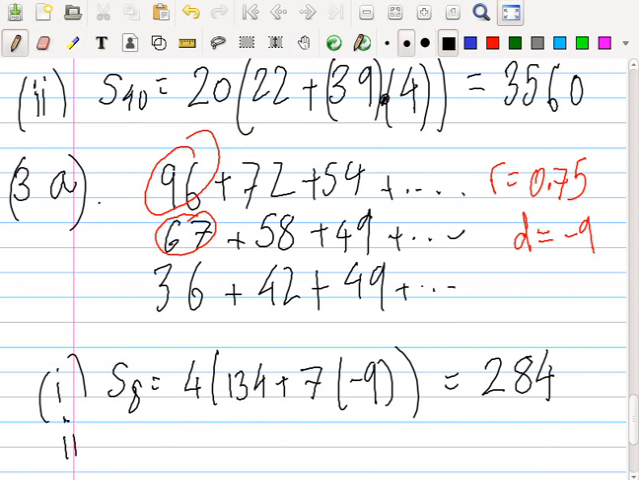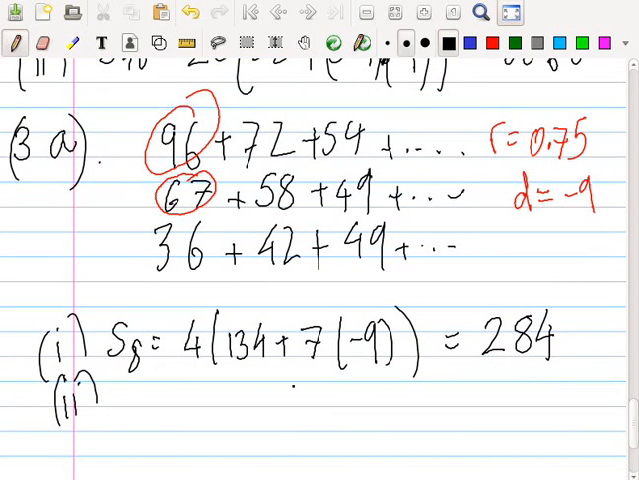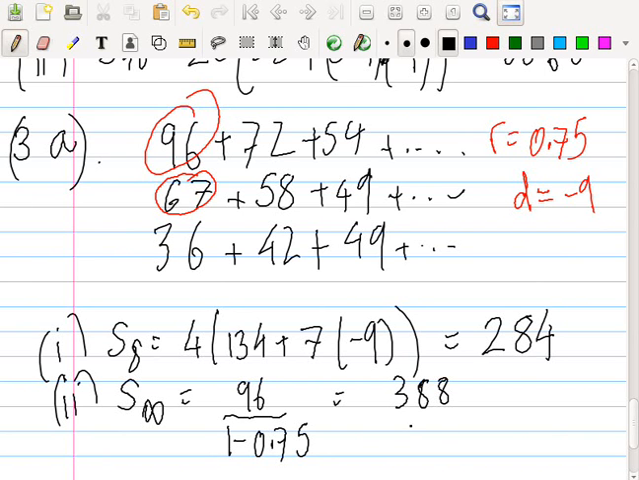So the second part is calculate this infinite sum. So if you remember the formula, it's A over 1 minus r. Can you check that, please? No, that's not right. 384. 384, yeah.